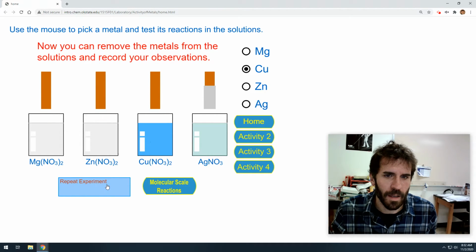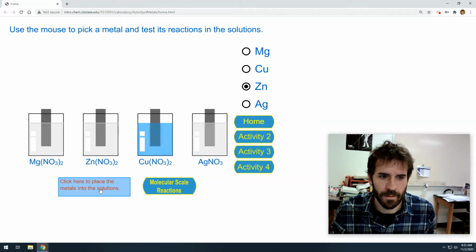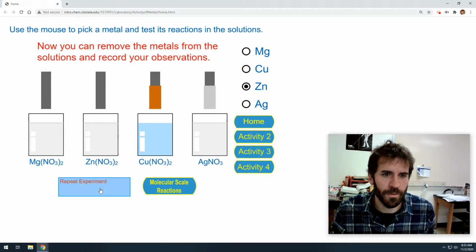Okay, and so what we see is a reaction right here with the silver, but we did not see reactions in the first 3. Okay, I'm going to try to repeat this experiment with zinc. Take some time. We remove them. Okay, where did we see reactions occurring? You're going to record your observations.